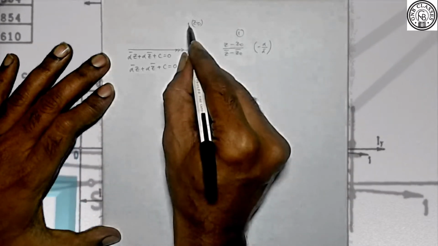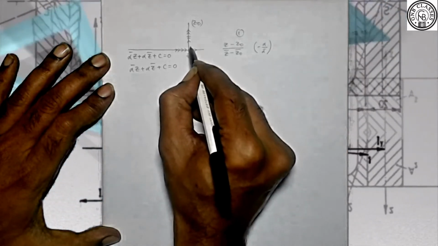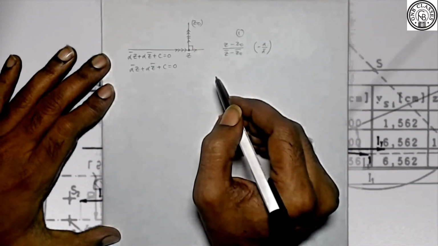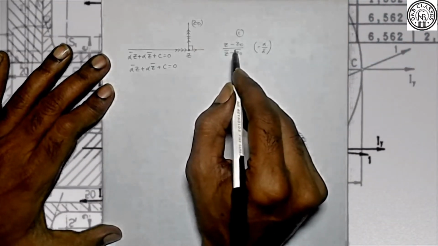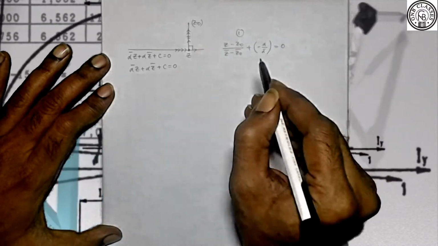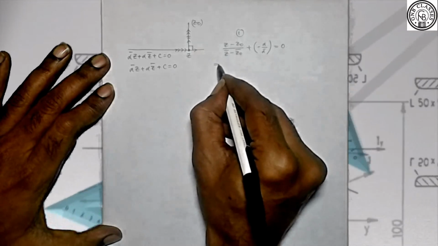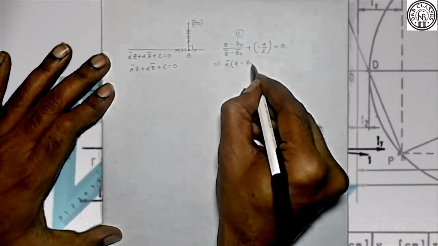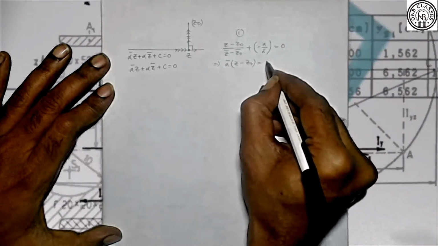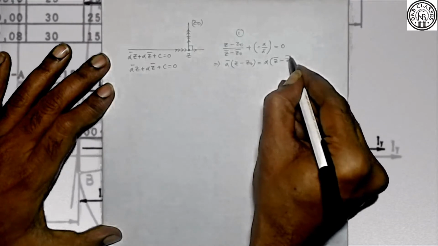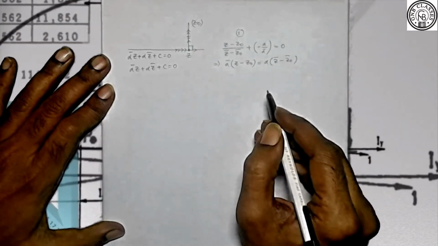Now you see this line and this line, they are perpendicular to each other. We know that when two lines are perpendicular to each other, then the sum of their complex slopes is always equal to 0. So from here what can we write? Alpha bar times Z minus Z0 equals alpha times Z bar minus Z0 bar. Am I correct?